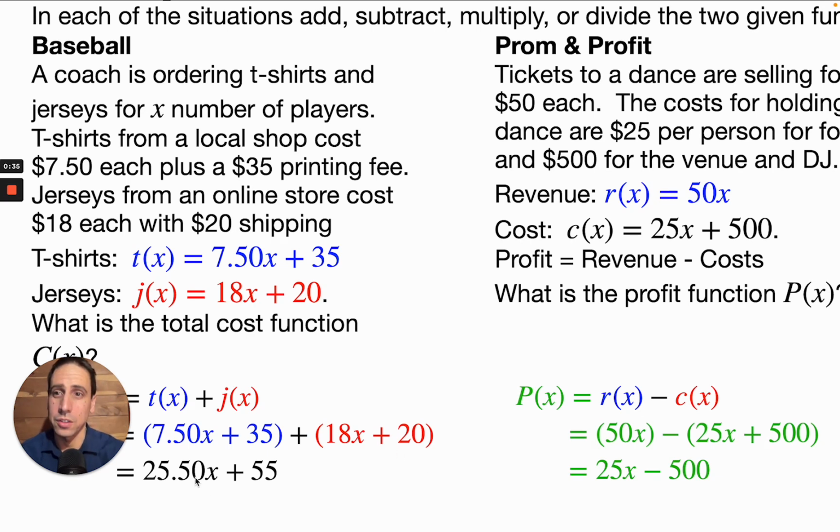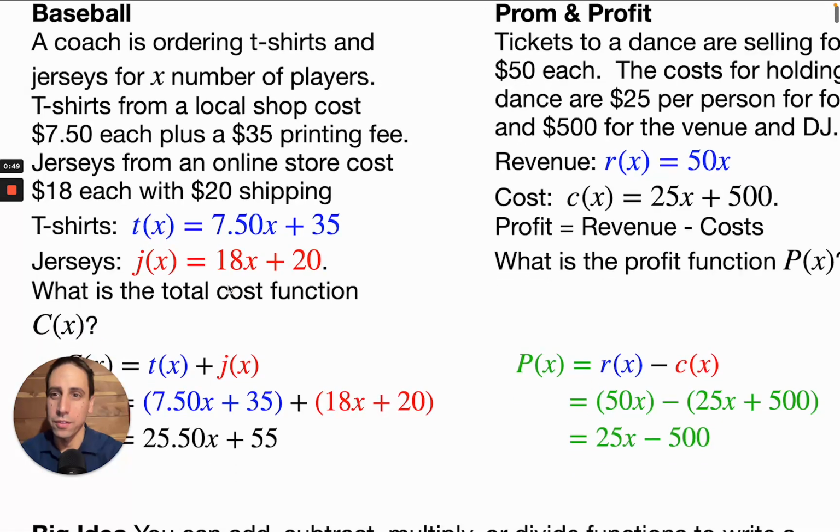So basically the T-shirts and the jerseys situation is going to look like this. However many players, this is the printing fee, and this is shipping as well. The printing fee and the shipping fee do not depend on the number of people. What is the total cost function, C of x?